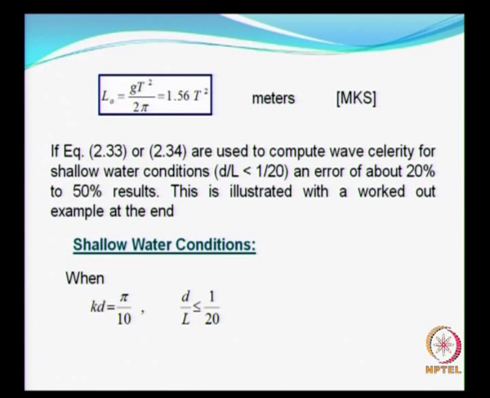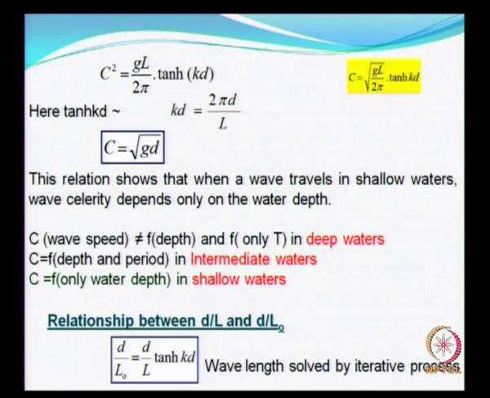In the shallow water conditions I have already mentioned, it is repeated here. We are using the same expression here. So tan hKd, when d by L is less than 1 by 20 or 0.05, you will have tan hKd equal to Kd itself. Hence, once you substitute here, you see that the celerity in shallow water, or the speed of the wave, is going to be just square root of g into water depth.